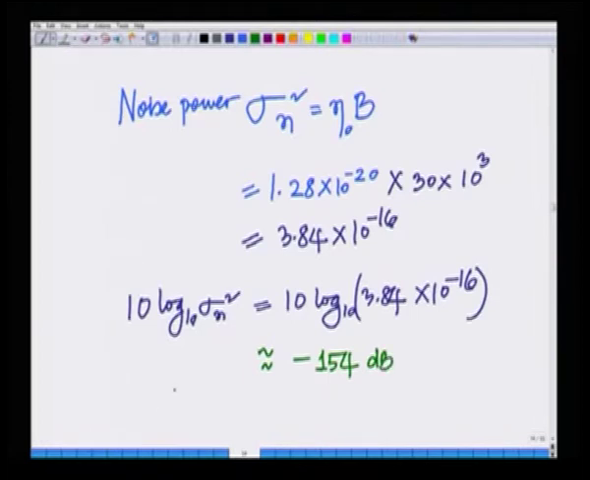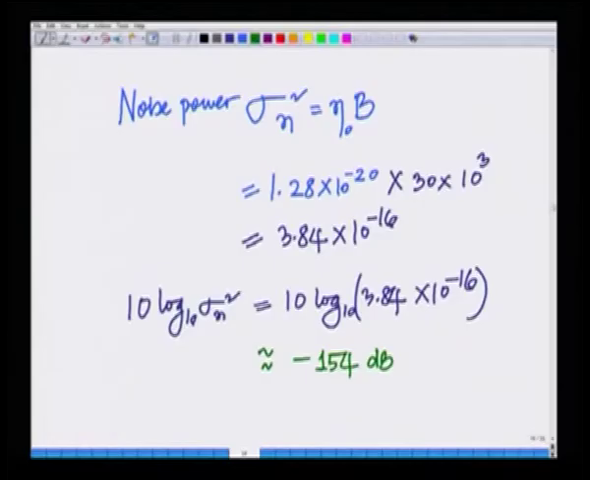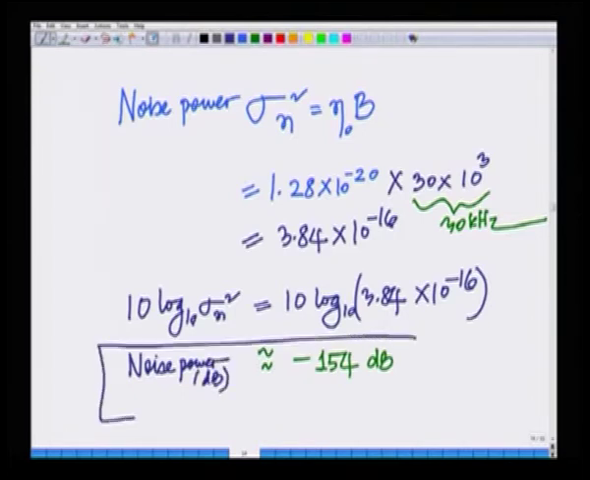minus 154 dB. Hence, the noise power in this scenario is eta naught B, where eta naught is 1.28 into 10 power minus 20, and bandwidth B is 30 kilohertz, that is 30 into 10 power 3. The net noise power is 3.84 into 10 power minus 16. Convert this into dB value, that is minus 154 dB. So, the noise power in dB is minus 154 dB. Thus, we have computed the noise power in dB.